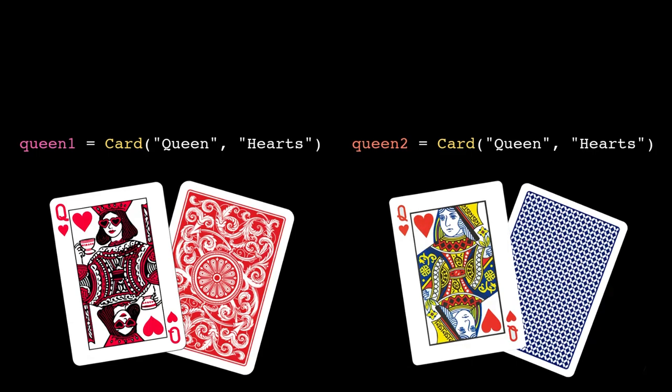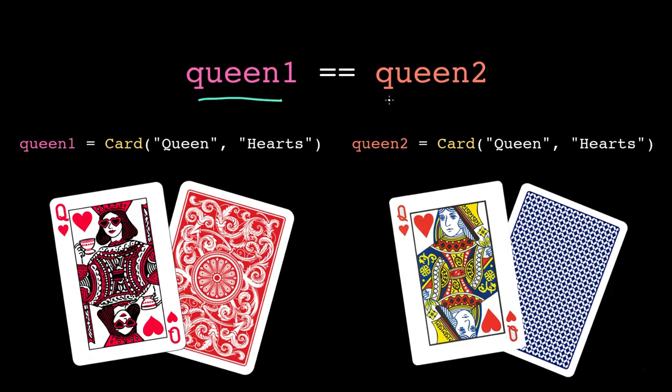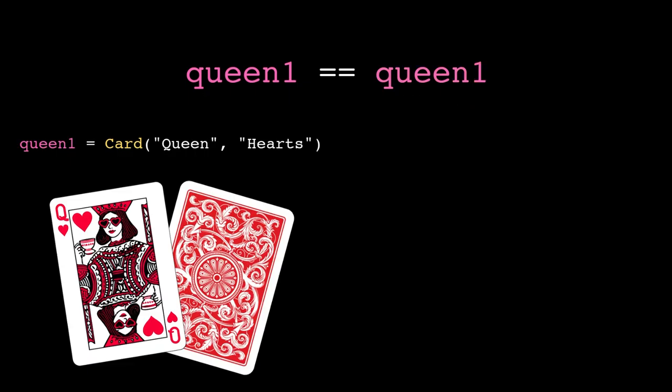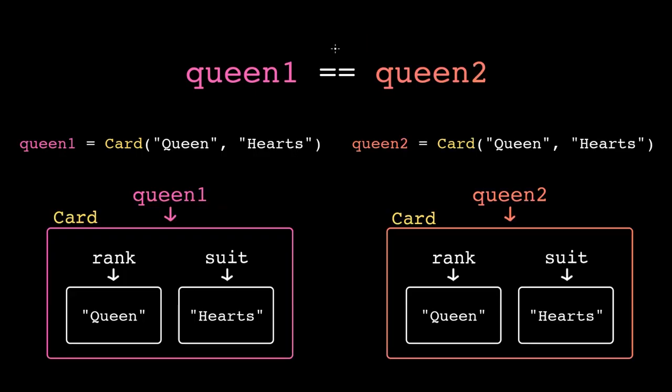Are these objects equal? By default, Python compares objects based on identity. That means two objects are equal only if they're literally the same object. So this card object is only ever equal to itself. It has to be the exact same object in memory.